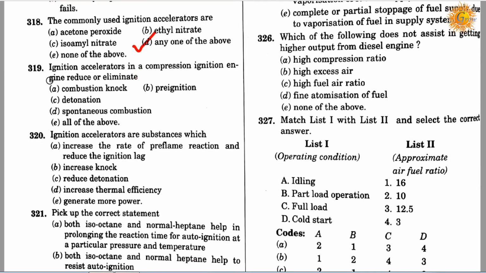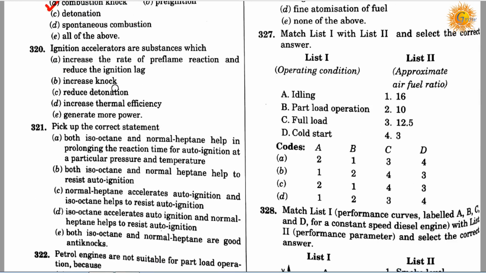Question number 319. Ignition accelerators in compression ignition engines reduce or eliminate option A, combustion knock, option B, pre-ignition, option C, detonation, option D, spontaneous combustion, option E, all of the above. So the correct answer is A, combustion knock is reduced by the ignition accelerators.